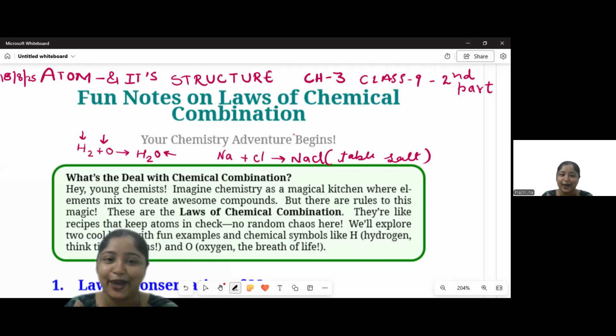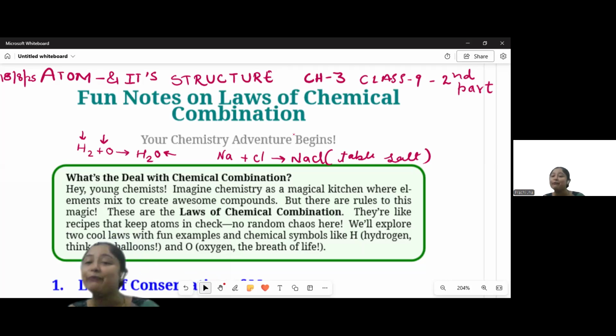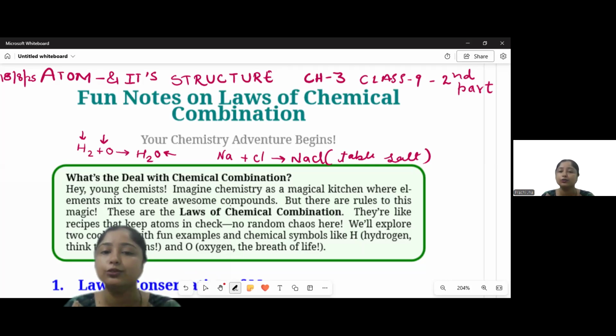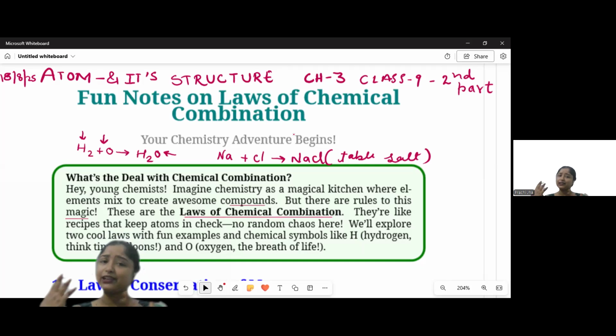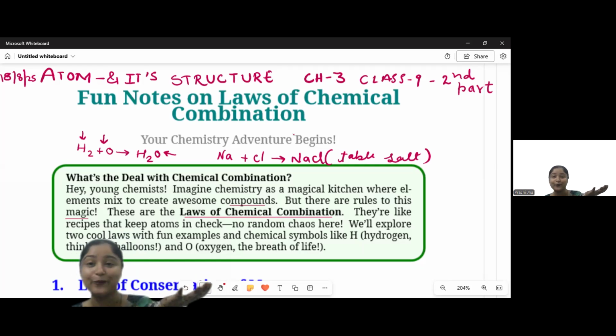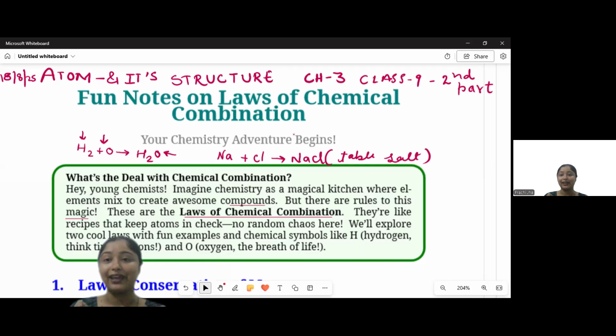So, hey, young chemists, imagine chemistry as a magical kitchen where elements mix to create awesome compounds. But there are rules to this magic. These are the laws of chemical combination. They're like recipes that keep atoms in check. No random cures here. You know how you make your Maggie? Everyone has a different recipe, but you like the way you make it, so you have a set recipe for that.